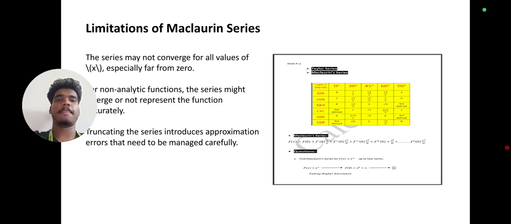Next, limitations of Maclaurin series. The series may not converge for all values of x, especially far from 0. For non-analytic functions, the series might not represent the function accurately. Truncating the series introduces approximation errors that need to be managed carefully.